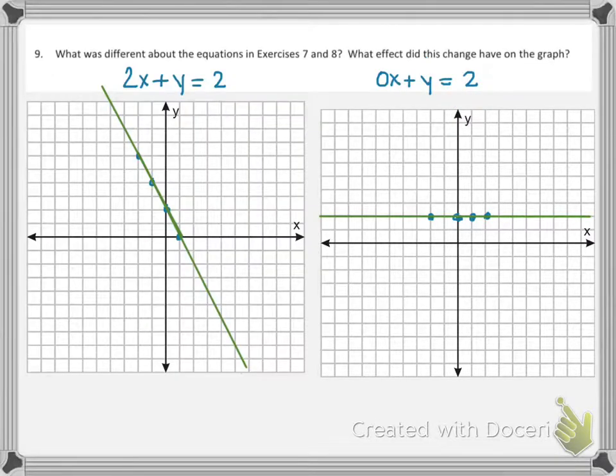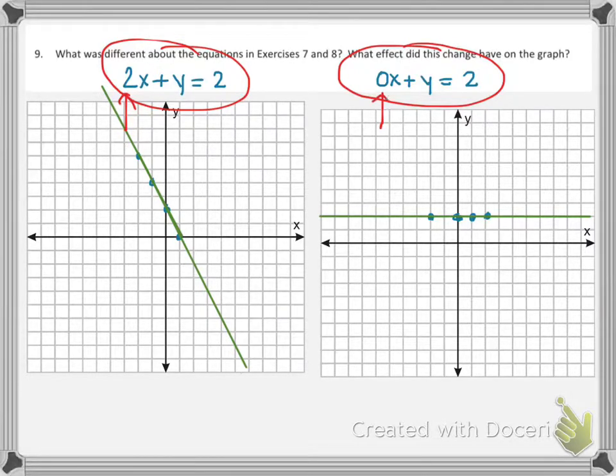Okay, number 9. What was different about the equations in exercise 7 and 8? And what effect did this change have on the graph? Well, here are our 2 equations. We've got 2x plus y equals 2. That produced our diagonal line. And then 0x plus y equals 2 produced our horizontal line. And the difference here is the coefficient in front of the x. We had a 2 in the first and a 0 in the second, and we've discovered that no matter what value I put in for x, I have to multiply it by 0, and that's going to give me 0.